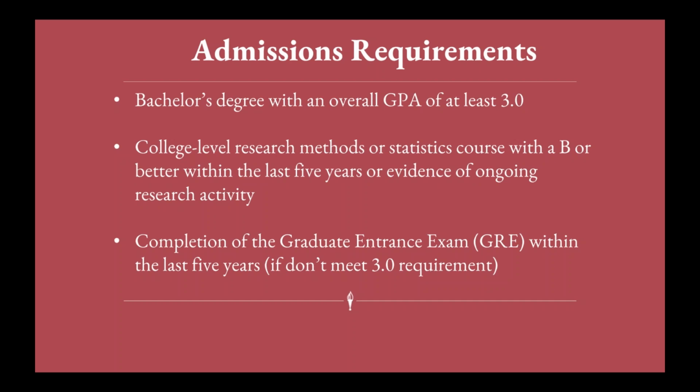And then if you don't meet the 3.0 or higher requirement for the undergraduate GPA, then you would take the GRE, and we would need to see that you have taken the GRE within the last 5 years. So you need to meet one of those two, that bachelor's degree of 3.0 or higher. If you have that, you are not required to take the GRE, but if you do have that undergraduate GPA of less than 3.0, we would need you to take the GRE.